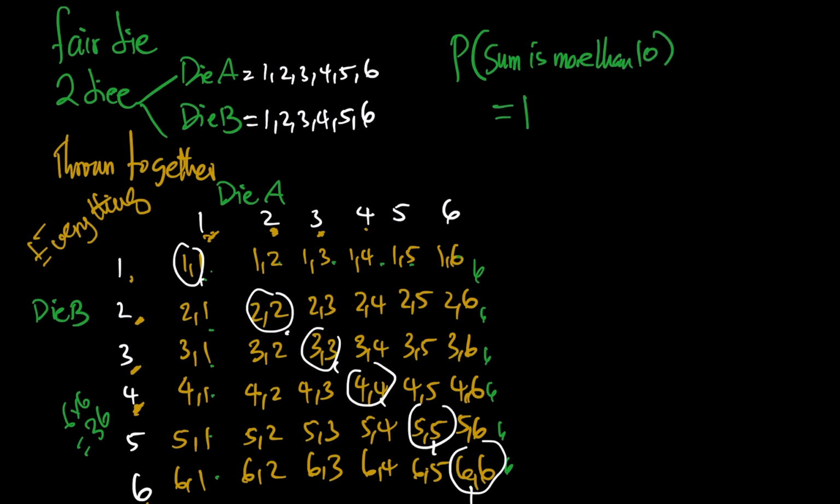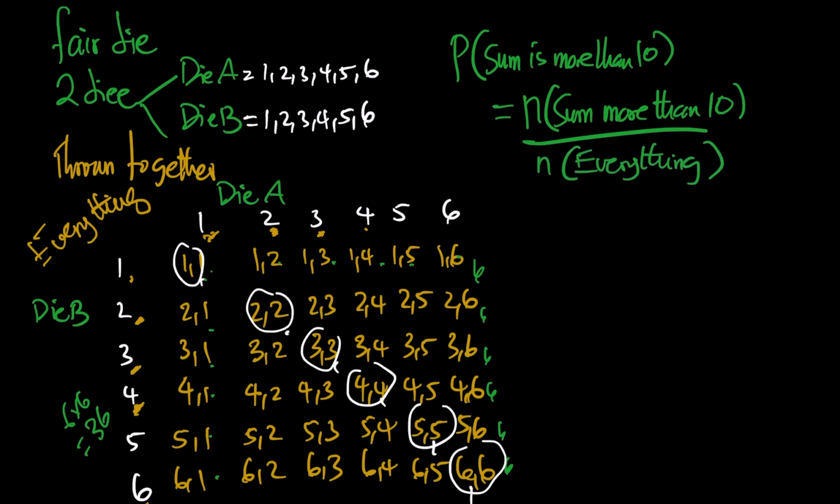Now it's going to be the number of sums more than 10 divided by the number of everything. Now, what is the sum that gives us more than 10? We can look for it from the table. When we add 4 and 6, it gives us 10, but we want more than 10. So it will be 5 and 6. 6 and 5 is also another one here. And then 6 and 6. They'll give us more than 10.